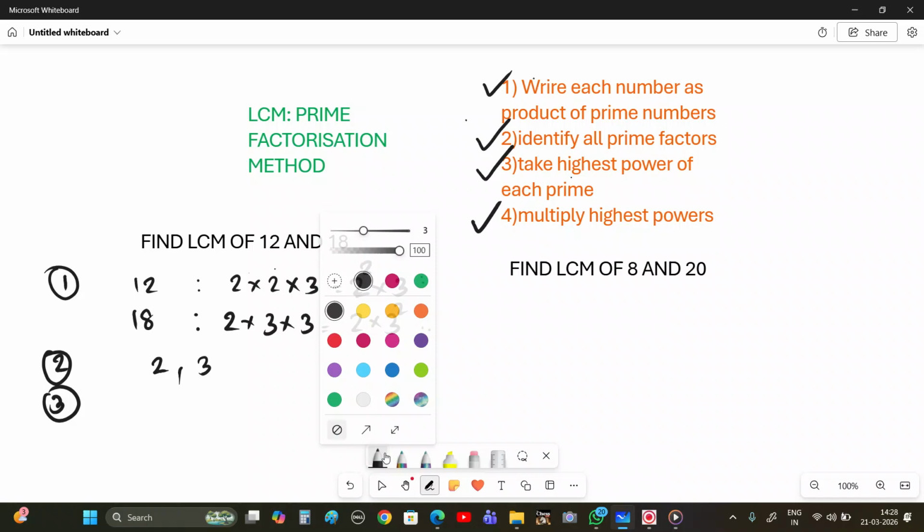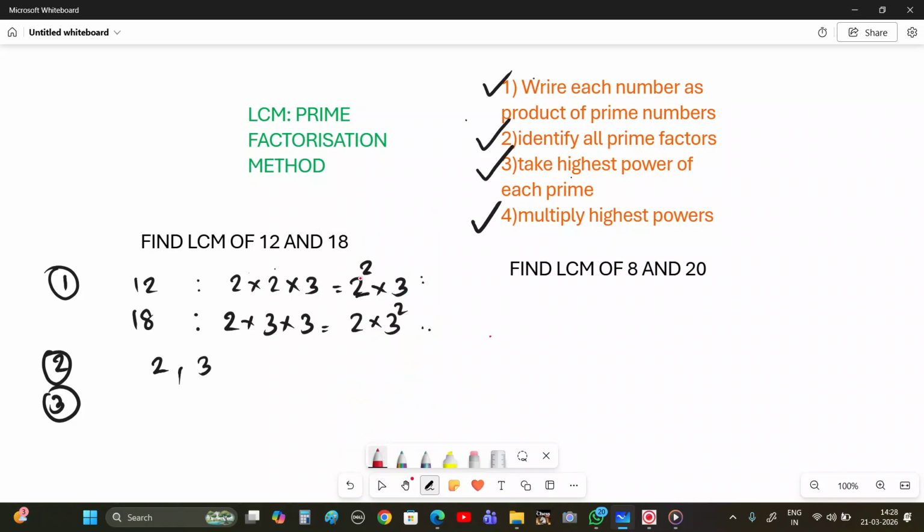Okay, so look at our prime numbers, which is the highest power of 2 here. In this one 2 square is here, in this one just 2, so the highest one is 2 square. And what is the highest power of 3? In the first one the power of 3 is just 3, that means it is 3 to the power of 1. Here it is 3 square, so the highest power of 3 in these two numbers is 3 square. So we picked up the highest powers of the prime factors, 2 square and 3 square.